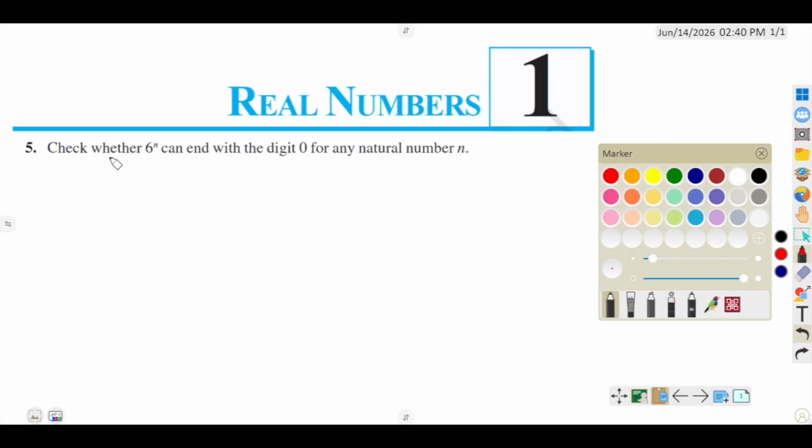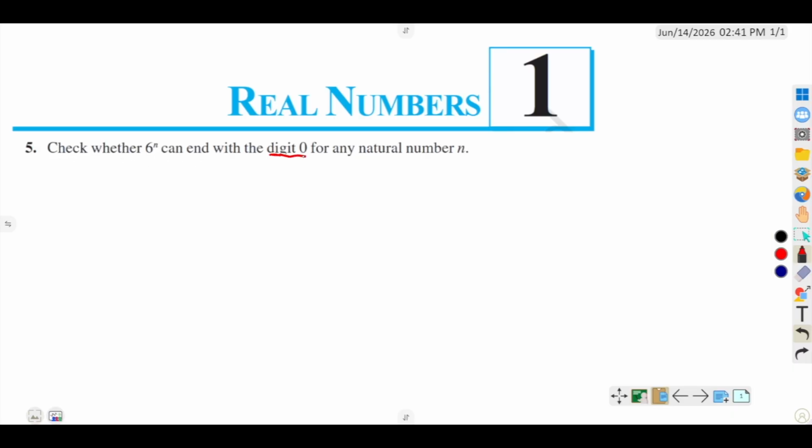This problem is an interesting one. See, can 6 power n end with the digit 0 for any natural number n or not? We need to check, okay? So to check this, you need to see my introduction video, guys. I have explained everything about prime factors. So if you missed the video, please watch that video first. Then this will be easy for you.